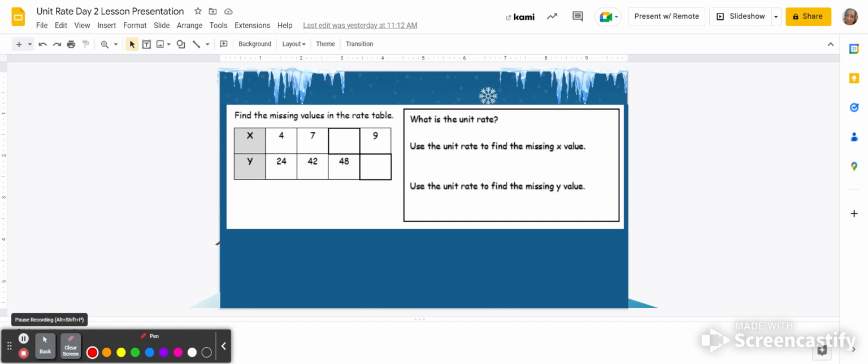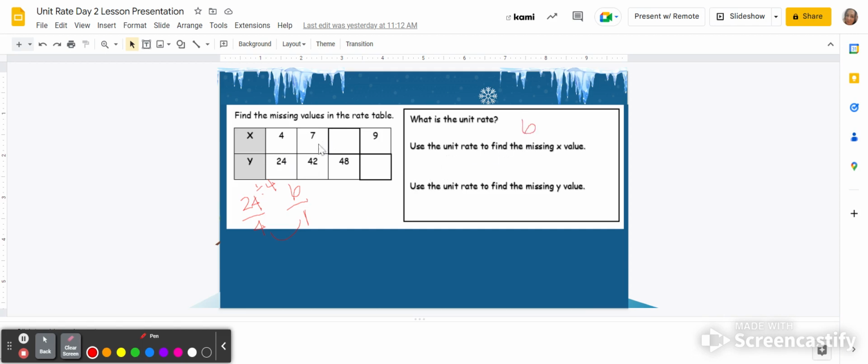All right, taking a look at this one, find the missing values in the unit rate table. What is the unit rate? Well, I don't have 1 here, so I've got to figure it out. 24 over 4. Remember, I want to get this to 1. 4 divided by 4 is 1, so I'm going to do the same thing here, and I'm going to find out that each is worth 6.